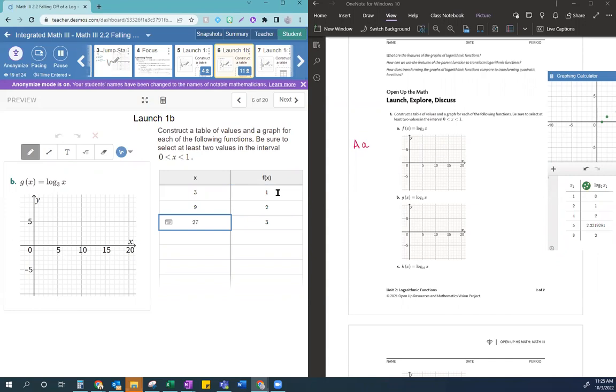Oh, but Miss Johnson, they said from the interval of 0 to 1. Okay, then fix your numbers. What should the rest of my table look like then? Yes, it should be fractions. Very good. Okay, so go ahead and fill that out. I'm going to give you a couple seconds to fill that out.